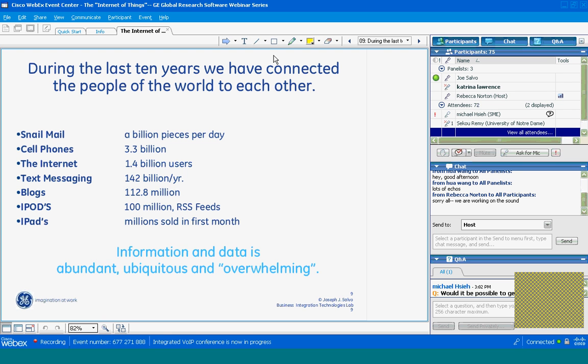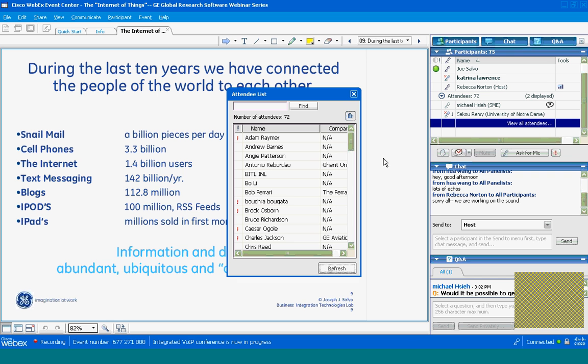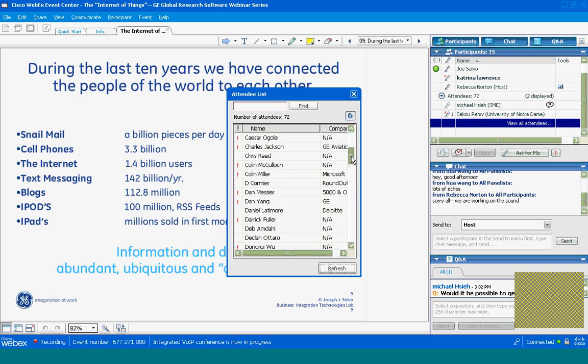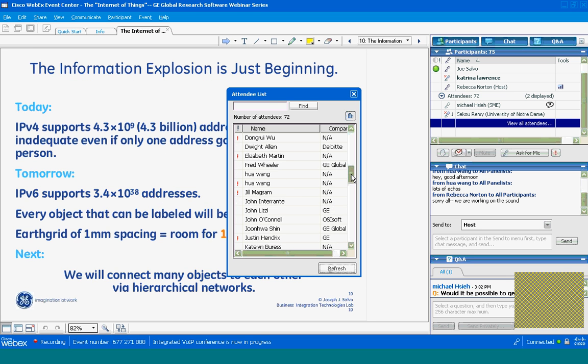If we look at the major trends that have been going on in the last 10 years, we've really connected many of the people in the world to each other. We've done this through cell phone networks, the internet, a whole host of text messaging systems, and now as we continue to see the evolution of these networks, we have blogs and iPods and iPads, and the amount of information and data that's available to the average person is really abundant, ubiquitous, and in many cases, overwhelming.